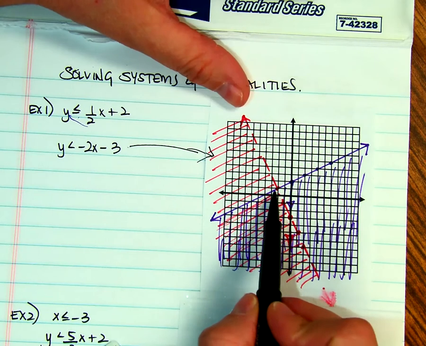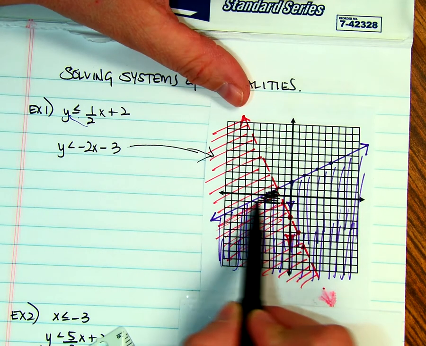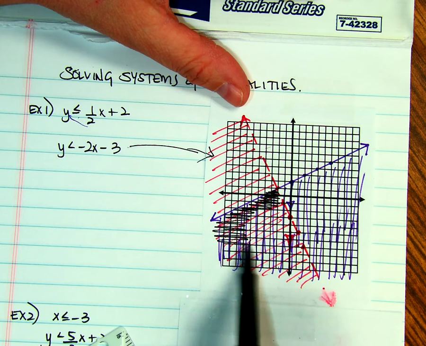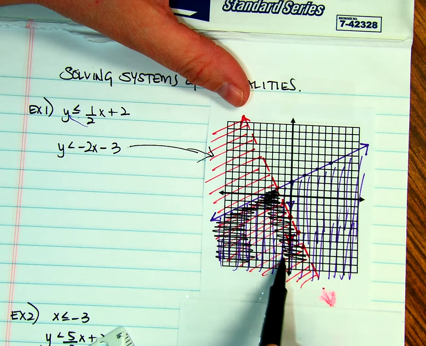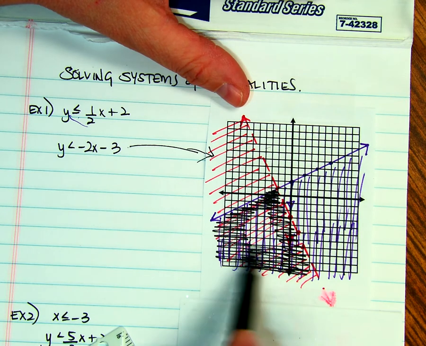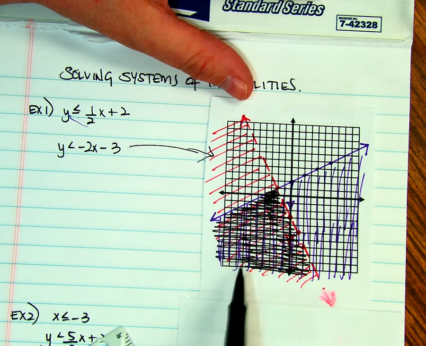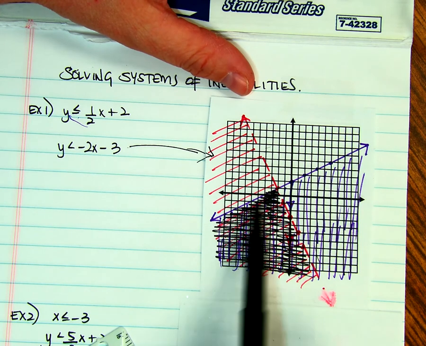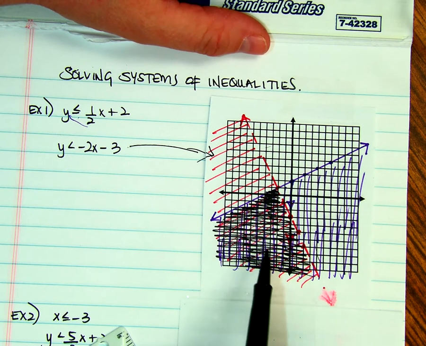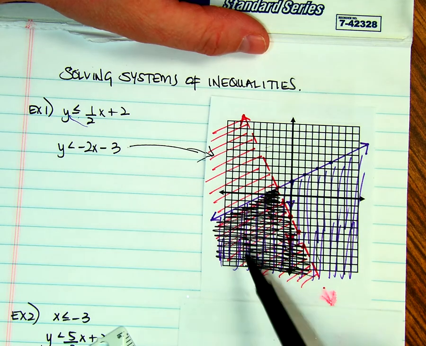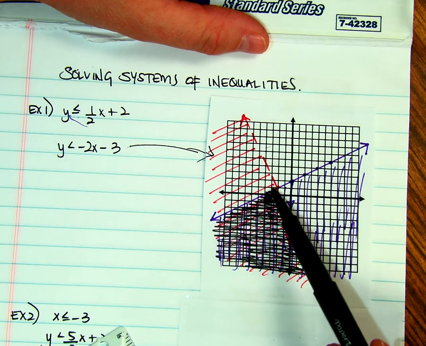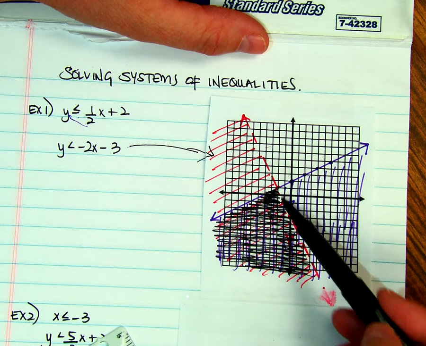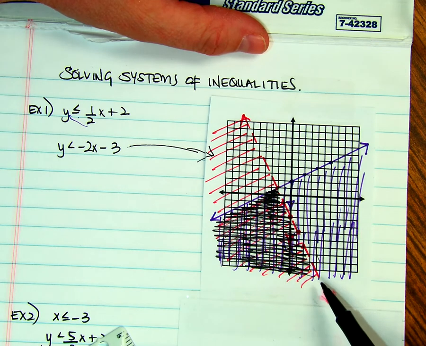I'm looking for the overlap that has both the purple and the red in there. So that means any ordered pair in this section would be a solution to this system. So when you're doing this, think of this as like a piece of pie. You better have one side of your piece of pie in purple and the other piece of the pie in red. Okay? Let's do the next one.